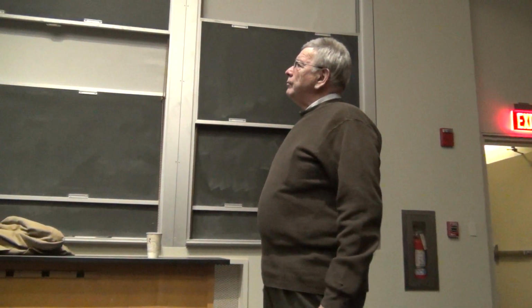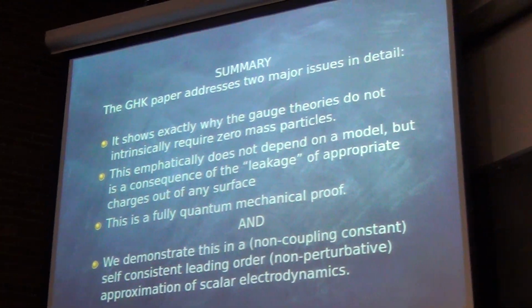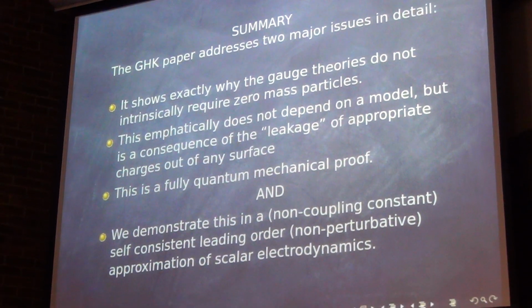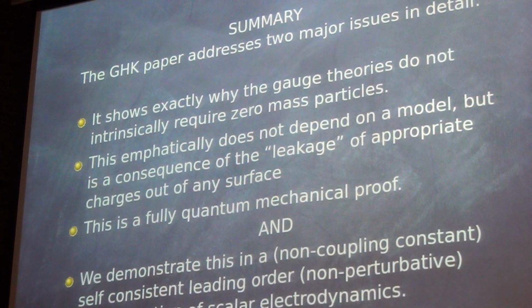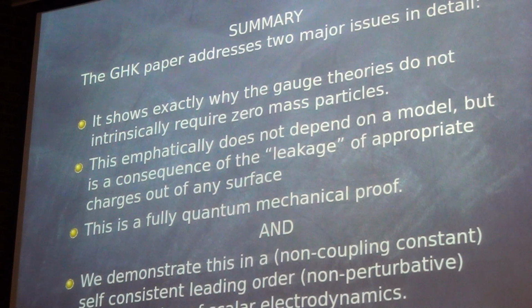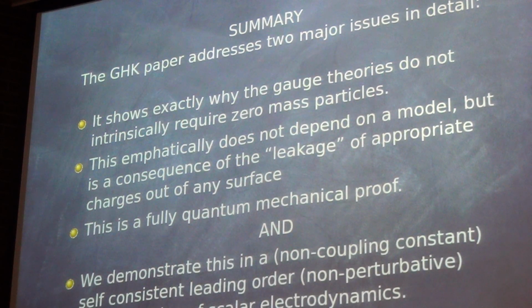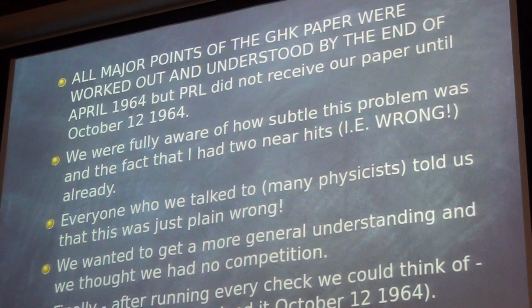All right, now let me just summarize. Okay, we address two major issues. We show exactly why gauge theories do not require zero mass particles. This is model independent. We can prove it by looking at general spectral representations. And what we do is a fully quantum proof. We also then give, independent of this, but consistent with it, a separate model where we do non-coupling, which is electromagnetism, but we look for another solution other than perturbation theory. And we do a non-coupling constant leading order approximation to that model. We did this shortly after I wrote my wrong paper.